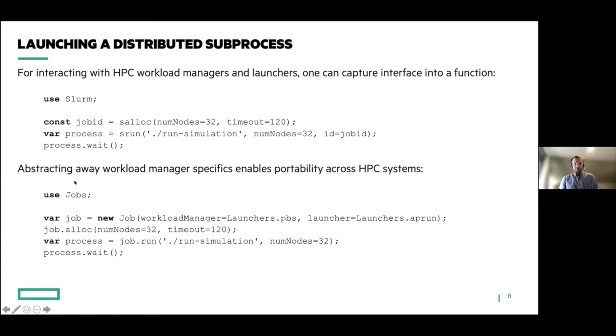So what we've done here is we've created a jobs module, and this jobs module is providing a common API to do all of the typical operations you would do on an HPC workload manager. So here we're creating a new job. We're specifying the workload manager, we're using a PBS workload manager and an aprun launcher, and we are going to allocate 32 nodes for 2 hours and just run the simulation code with 32 nodes in a distributed fashion. And we get back a process type.